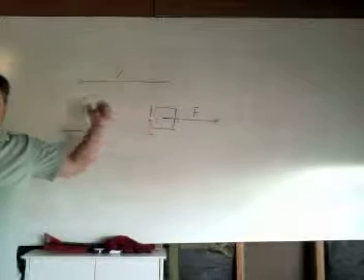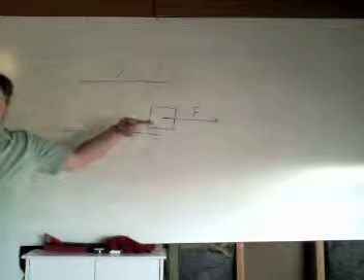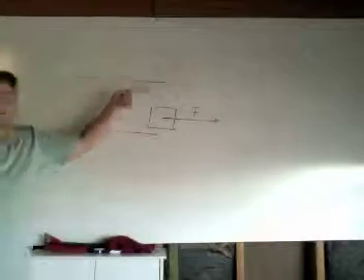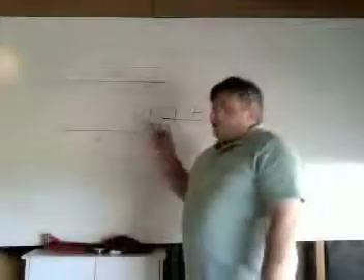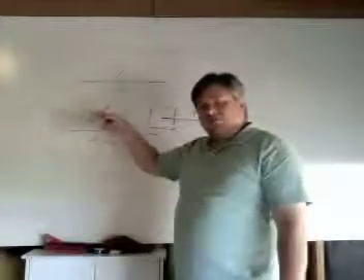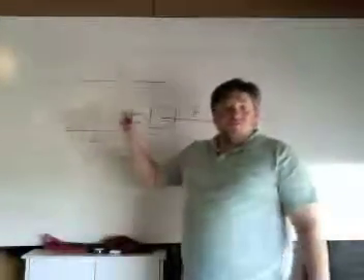The motion of the block is in this direction. I apply a force in the opposite direction. I'm attempting to slow that block down. I'm doing what's called negative work. Okay? So negative work is an attempt to slow the object down, to reduce its speed.